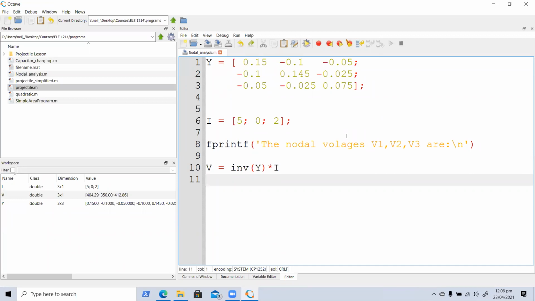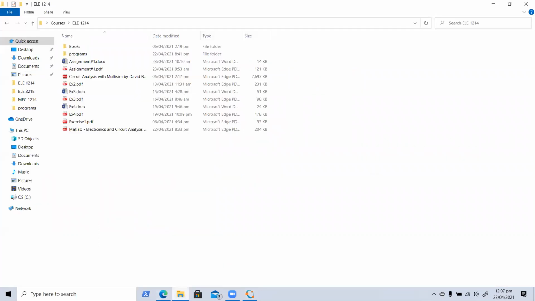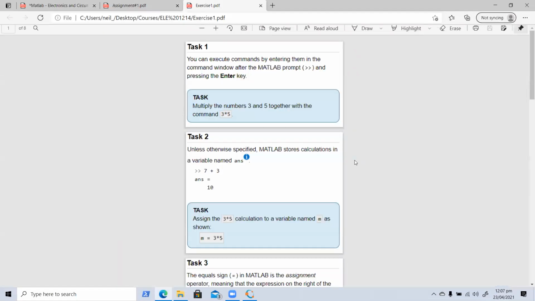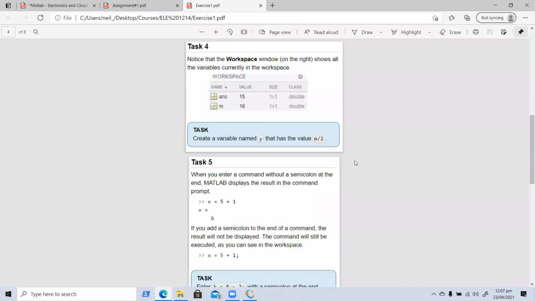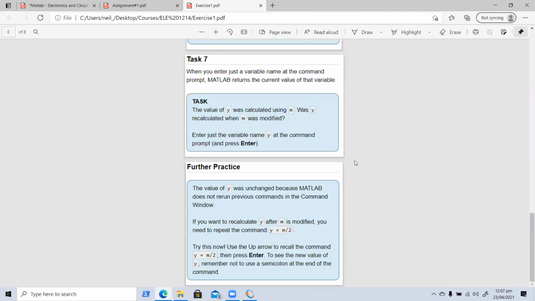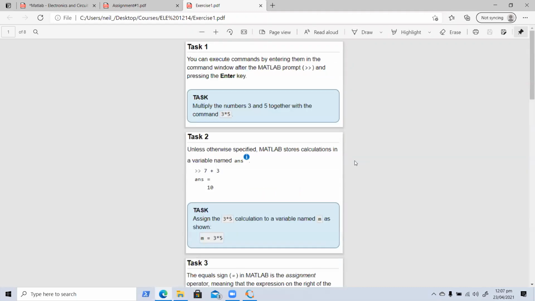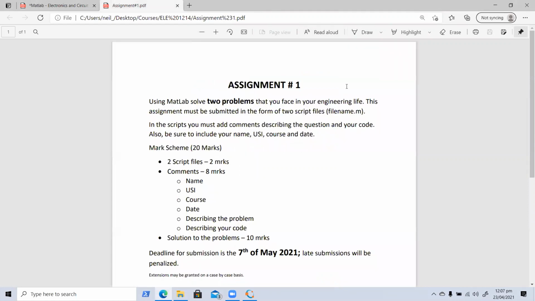Sir, I did them, but they weren't related to the script files. They were just commands in the command window. I think, which one? Maybe exercise 1 spoke about script files, did it? Let me see. No. All right, I'll make one about script files and send it. But you guys should know script files.